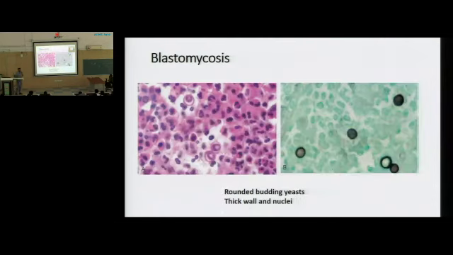Second is blastomycosis. These are chronic infections. I am just showing you the images. Again, this is a type of budding yeast. You can see thick-walled fungal structures, and they have central nucleoli-like structures. You can see some nucleus-like structures; other fungi don't have a nucleus. So this is a fungal infection caused by Blastomyces. They are round budding yeasts.